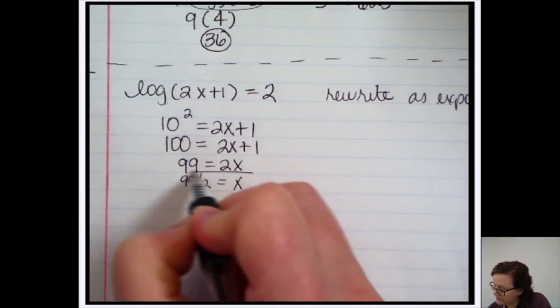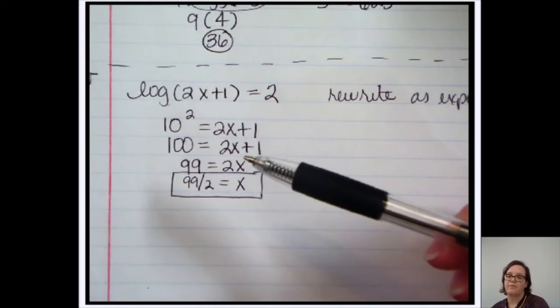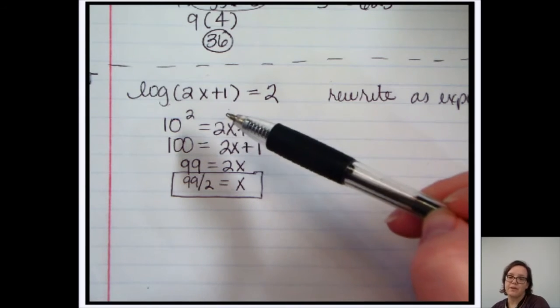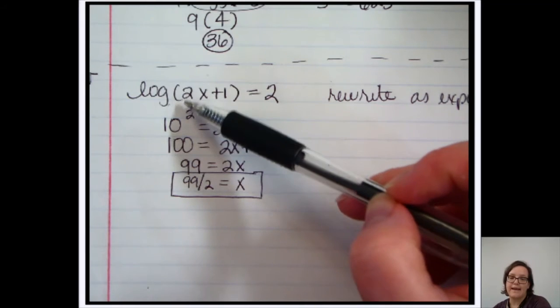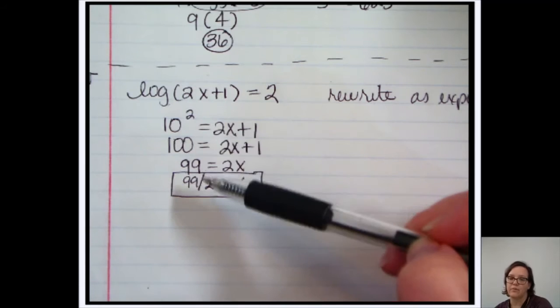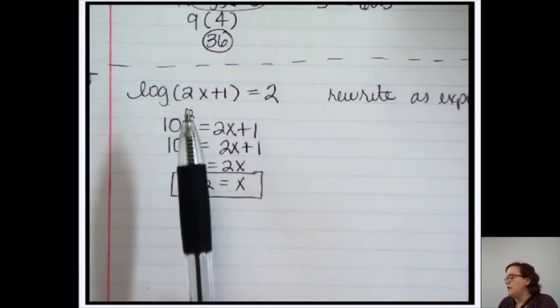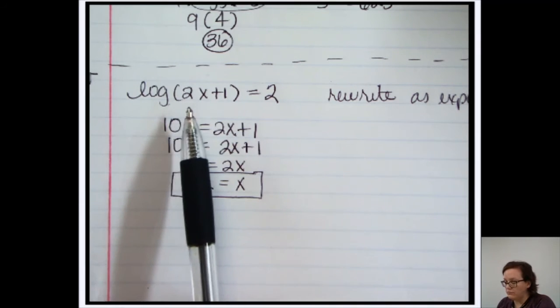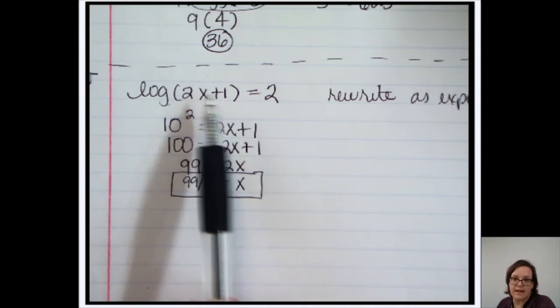Now remember, we do want to check. We can only take logarithms of positive numbers. So we have to make sure that this is a positive number in the parentheses. And we are taking 2 times a positive number and adding 1, so it's definitely positive. So this is our answer. So we can solve simple logarithmic equations that have a log on one side and a number on one side.